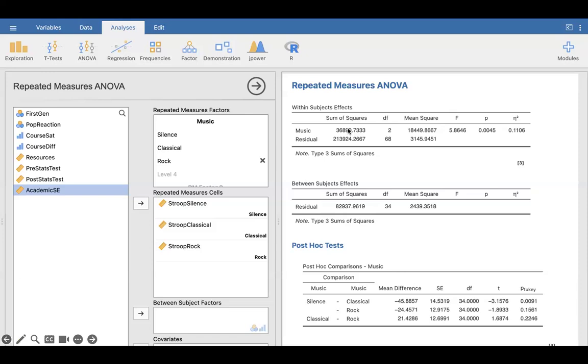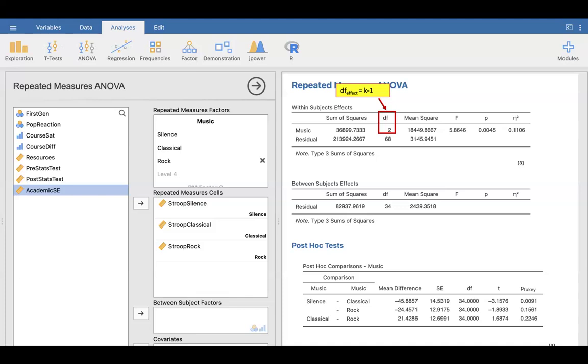So we're going to look at the within subjects effects. And first, you can see here that this is the degrees of freedom and it's between the different time measurements, and it's the number of time measurements minus one. So there's three different conditions minus one. That's why the degrees of freedom between is two.